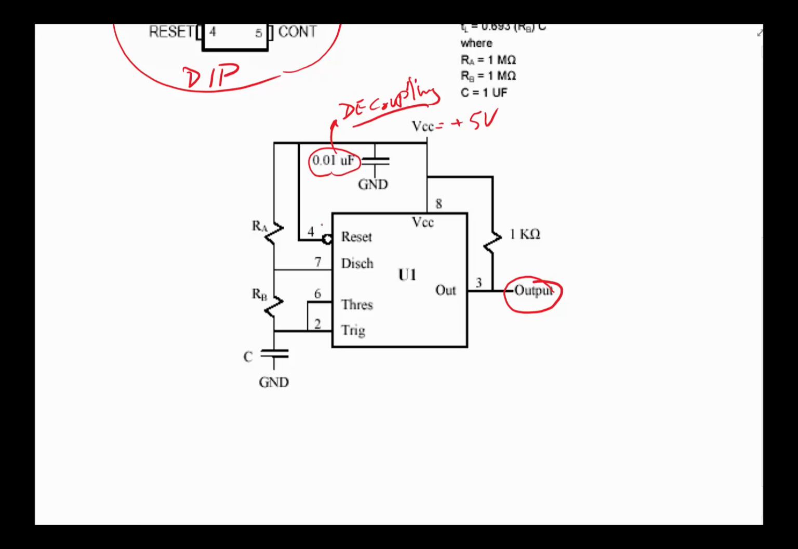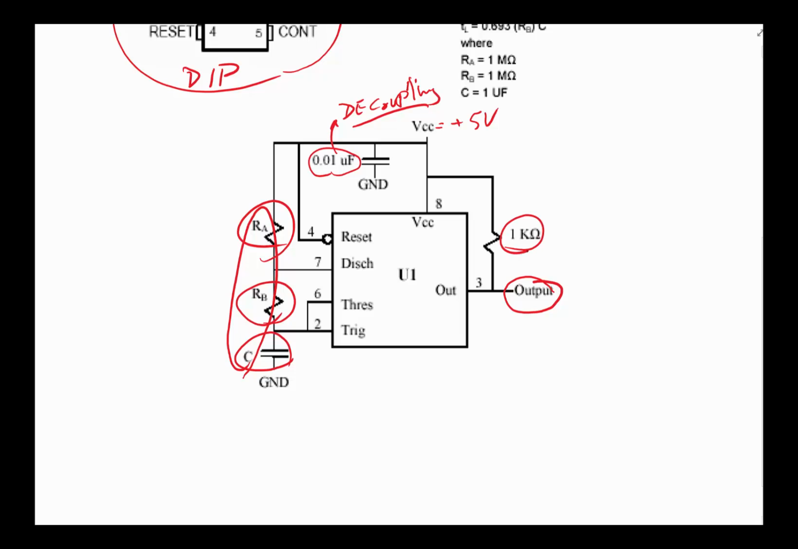The capacitor's job is to clean up the signal so it doesn't have ripples on the power. Okay, and then these three elements, the resistor between 7 and VCC, between 7 and 2, and the capacitor between 2 and ground, are the elements that really control how fast the device is running.